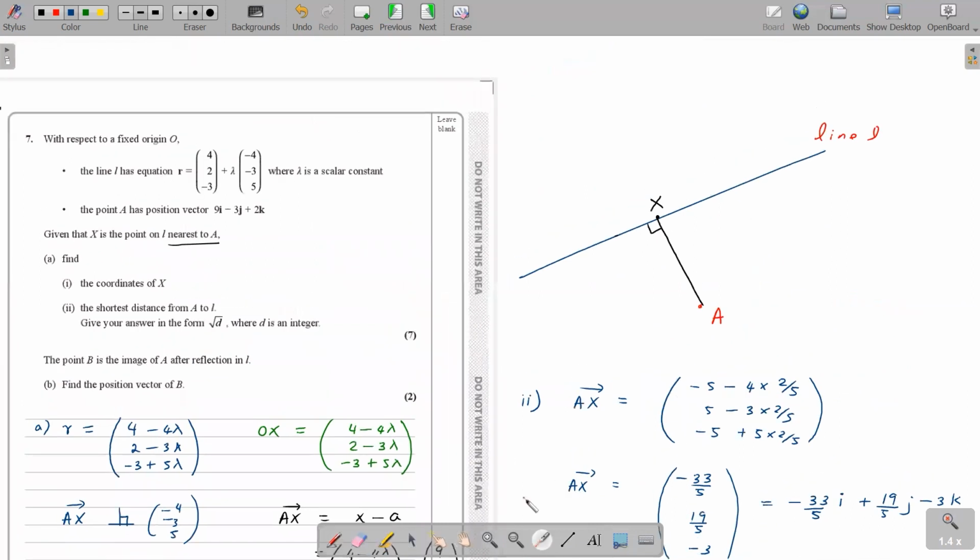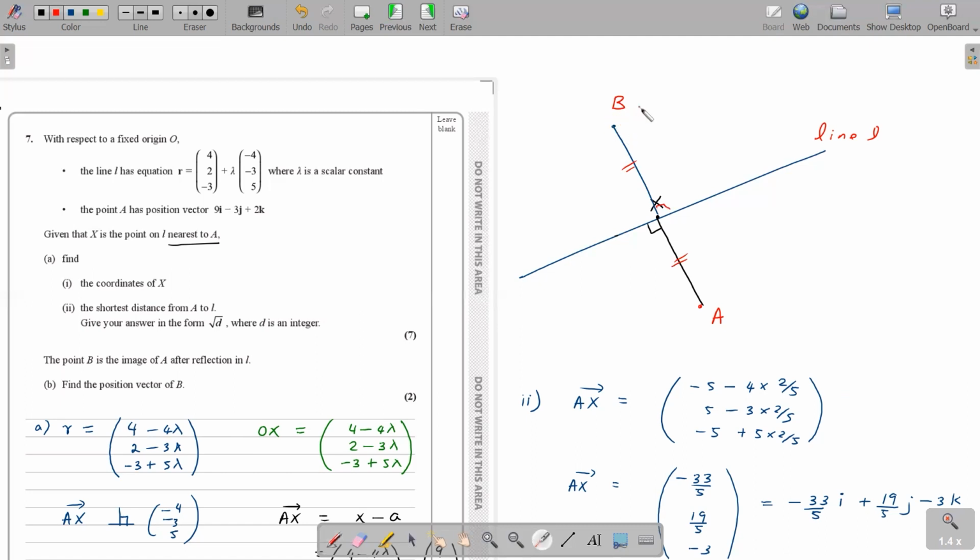Shall we go for the next part? Last part, just 2 marks. The amount of marks tells you the amount of working that you need to do here. So just 2 marks means it should be pretty obvious, really simple. The point B is the image of A after reflection in L. So this point A, you are going to reflect from line L and you get the point B. So where will point B come? On the other side, right? It's a reflection, so this distance comes over here. They're asking you to find the position vector. Position vector means find the coordinate.